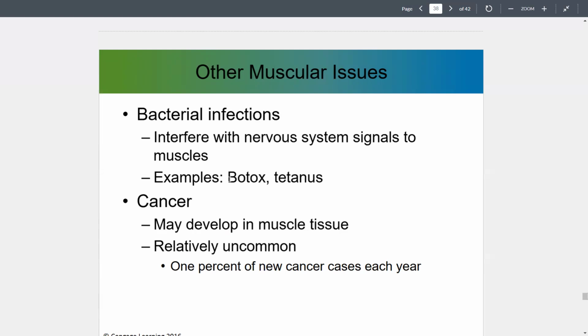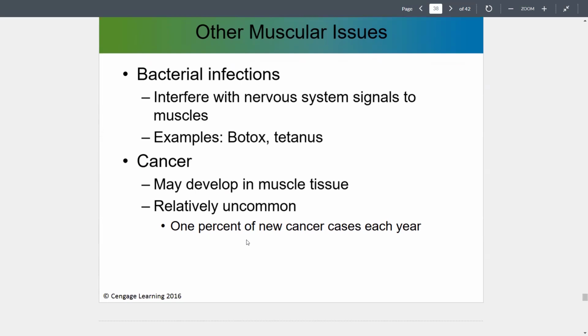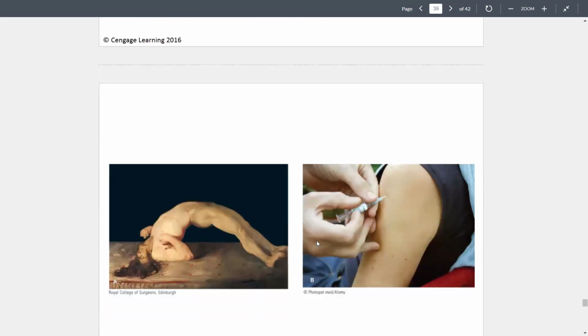And let me see. So the bacteria that causes tetanus is called Clostridium tetani, and it releases a toxin, which is related to Botox. So the bacterial infection that causes tetanus releases a toxin which causes your nervous system to freeze up, and that is the toxin that they use for Botox, if you've heard of that. And then you can also get cancers in your muscles, which are pretty uncommon.